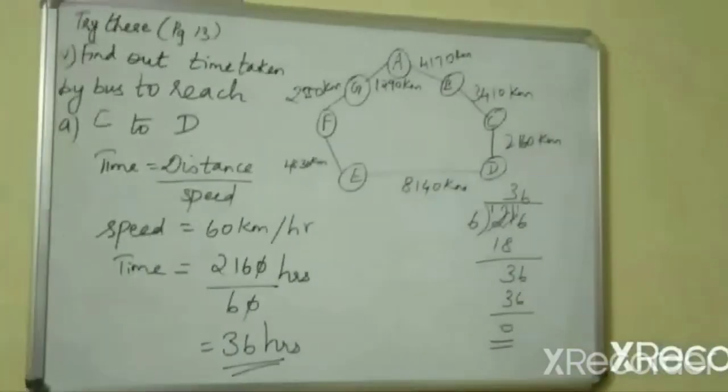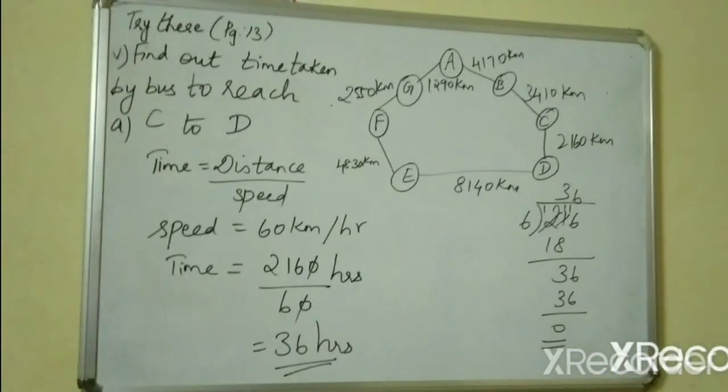Is it clear? And next one it is from C to D. Same way, time is equal to distance divided by speed. So distance from C to D is 2160. So 2160 divided by 60. Same procedure. Kilometer will get cancelled and hour will go to the numerator. And cancelling 10, we have to divide 216 by 6. Dividing 216 by 6 we get 36 hours.